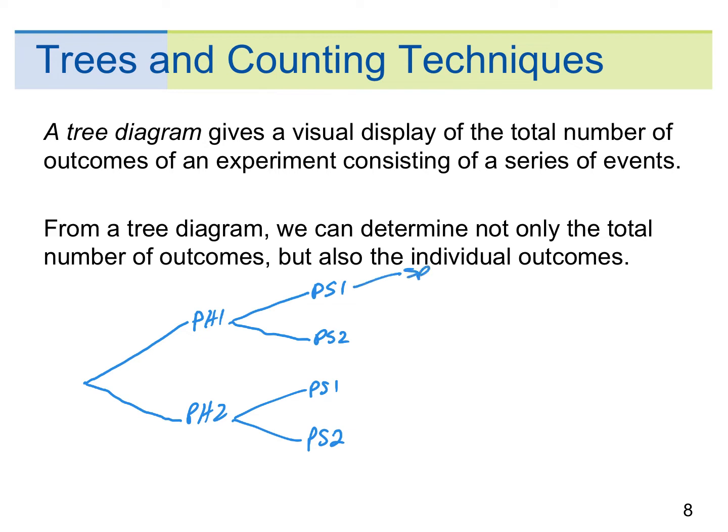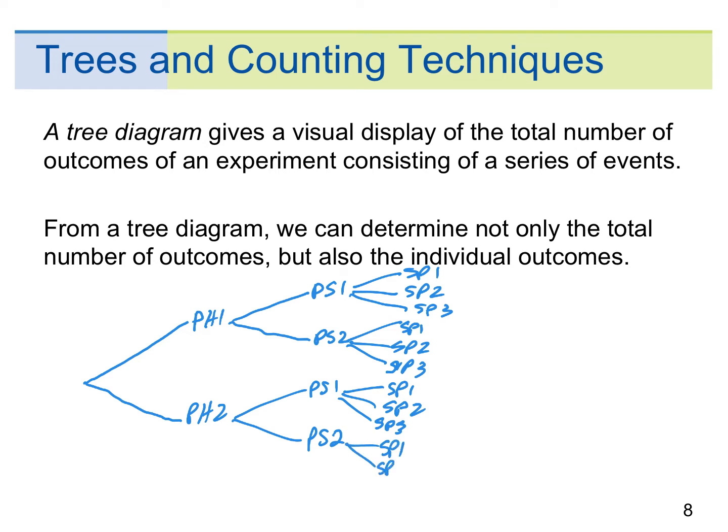So this is going to be Spanish 1. Off of here is Spanish possible class 2, Spanish 3. Off of here would be Spanish 1, Spanish 2, or she could take Spanish class 3. Off of here, Spanish 1, Spanish 2, or Spanish 3. And off of here, Spanish 1, Spanish 2, or Spanish 3.